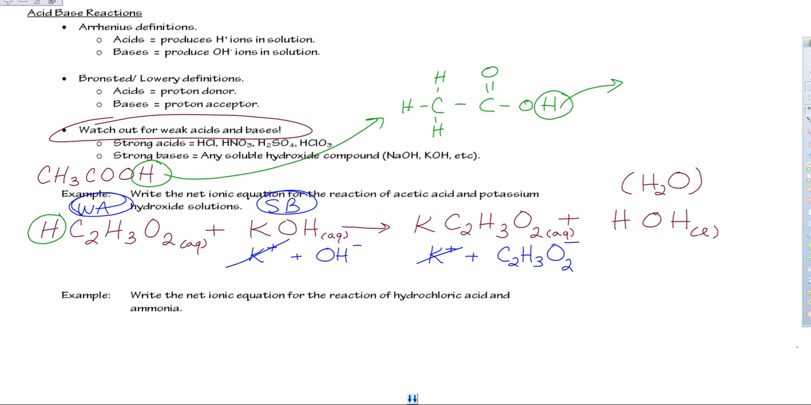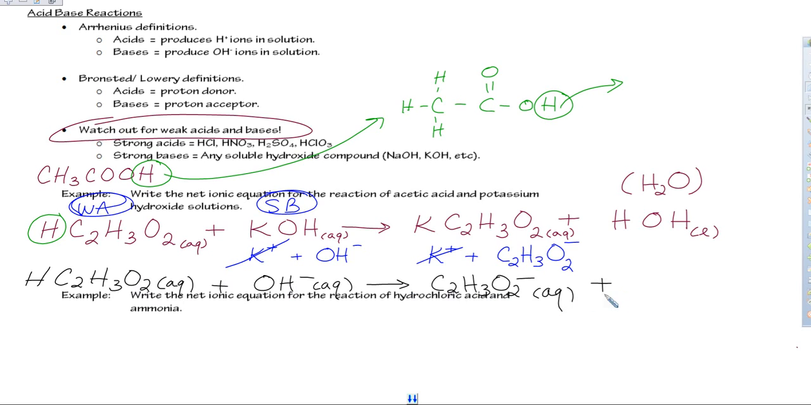So my final net ionic would be the acetic acid, HC2H3O2, we'll call that aqueous. The hydroxide ion, we'll say aqueous, it's in solution. I'm going to have the acetate ion, C2H3O2 minus, also aqueous. And I've got liquid water. And again, it doesn't matter if you write it as HOH or H2O. Nobody's going to care. That's my net ionic.